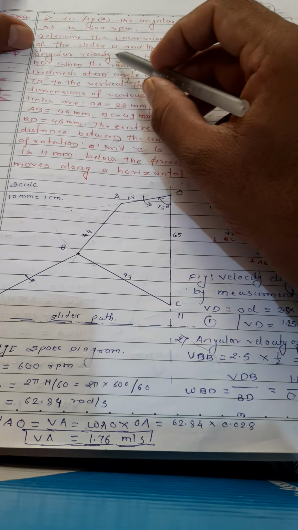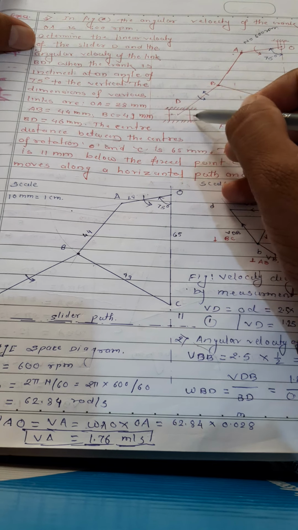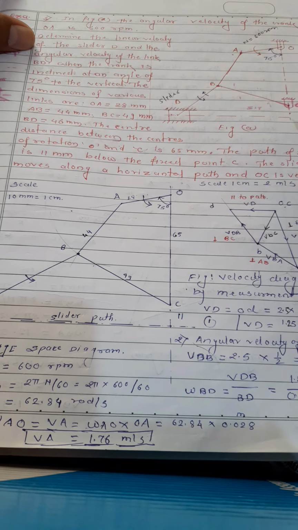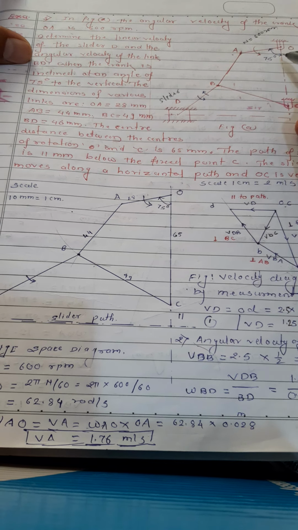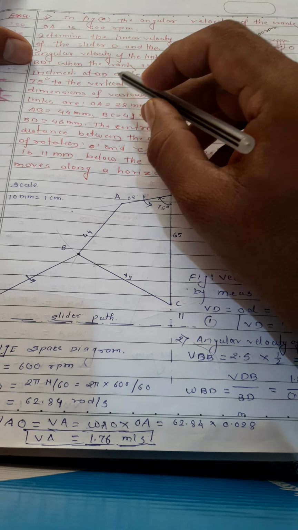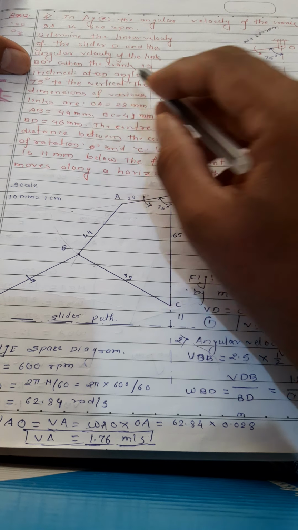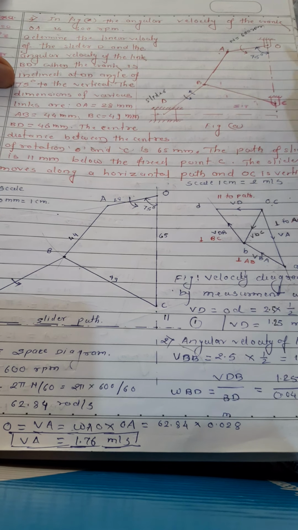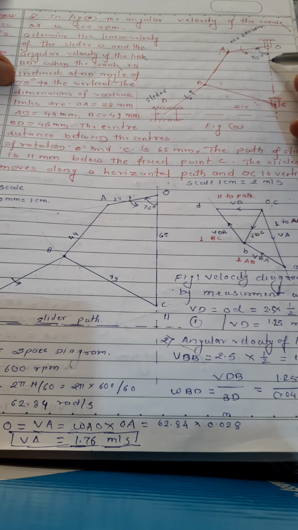Determine the linear velocity of slider D, and the angular velocity of link BD, when the crank is inclined at an angle of 75 degrees. So the angle of this crank with respect to the vertical line is 75 degrees.